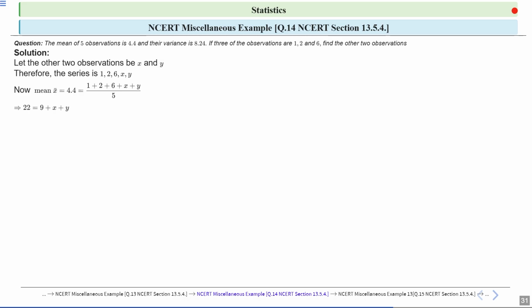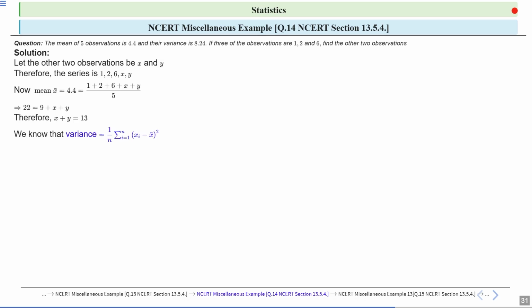Let's solve for x plus y. Multiplying both sides by 5 gives us 22 equal to 9 plus x plus y. Therefore, x plus y equals 13. So note this equation. It will help us to find x and y. For that we have to get another equation.